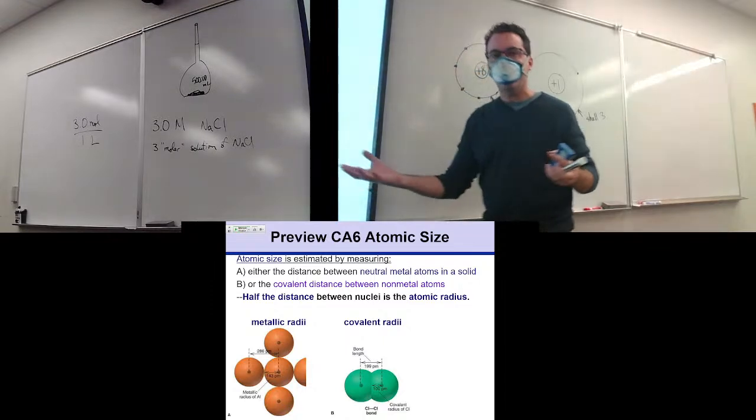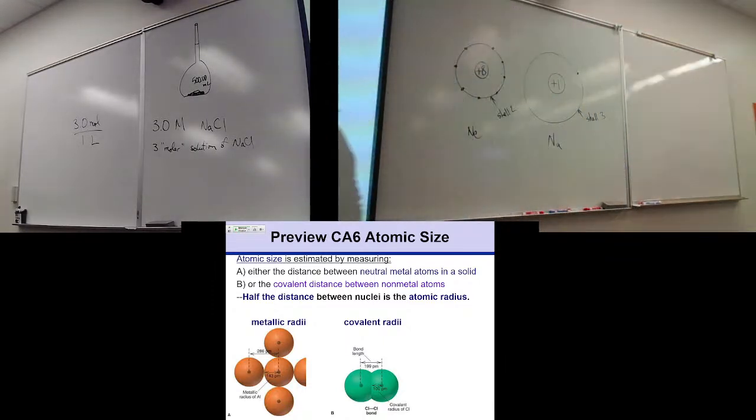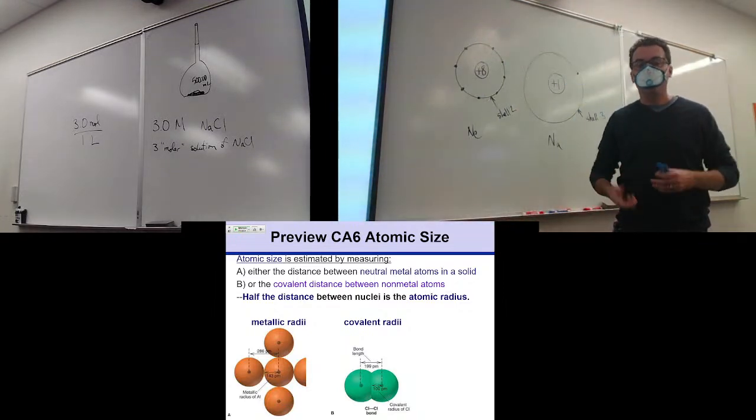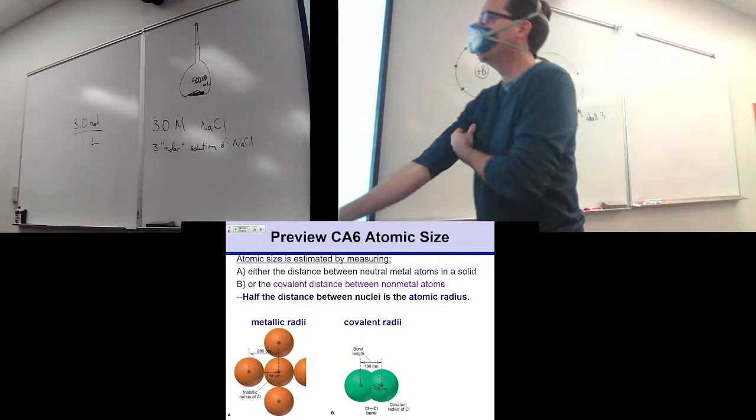So you've got a whole bunch of atoms stuck together in a big solid piece of metal. What you can do is measure the distance between the center of two atoms and then divide that by 2, and that's the radius of your atom. That's the metallic radius. We can do ionic radii that way, but that's different because we're talking about ions. Here we want the neutral atom size, okay?